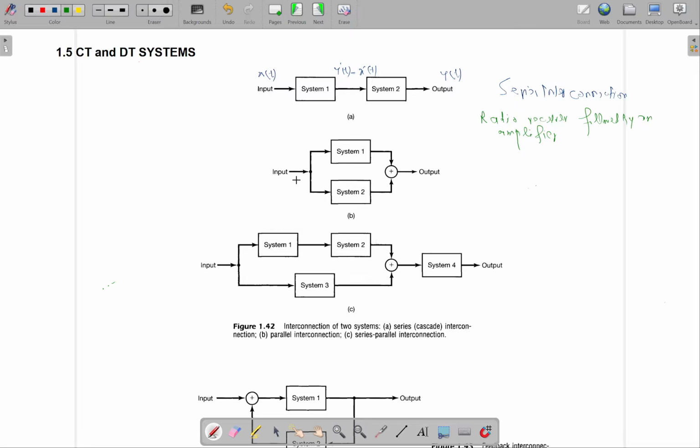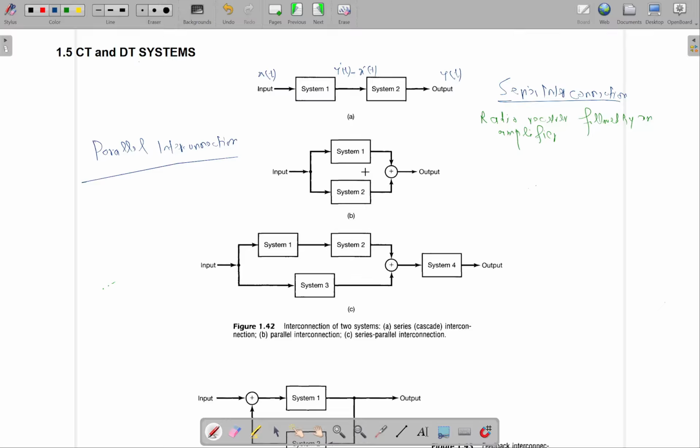Okay, so moving on, the next configuration or interconnection of the system, which is written over here, is basically the parallel interconnection. This is an example of parallel interconnection of systems. So in parallel interconnection, the input is fed to both systems, and then the output is basically, this plus sign is basically the sum sign. So the output is the sum of these two signals.